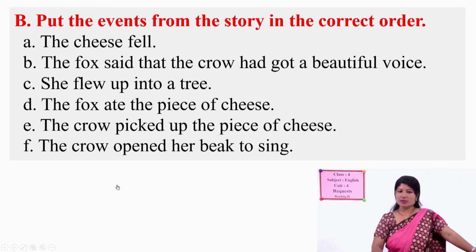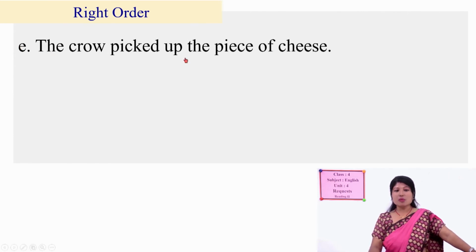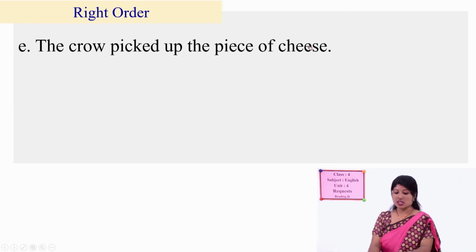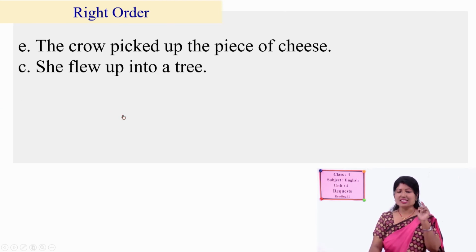Okay, come on, put it. Have you tried? Okay, then what is the first sentence? What should be the first sentence? Okay, yes. Here it goes. First sentence. Okay, the right order is, yes, E is the first sentence. The crow picked up the piece of cheese. Then she flew up to a tree. Yes. So what's the next?